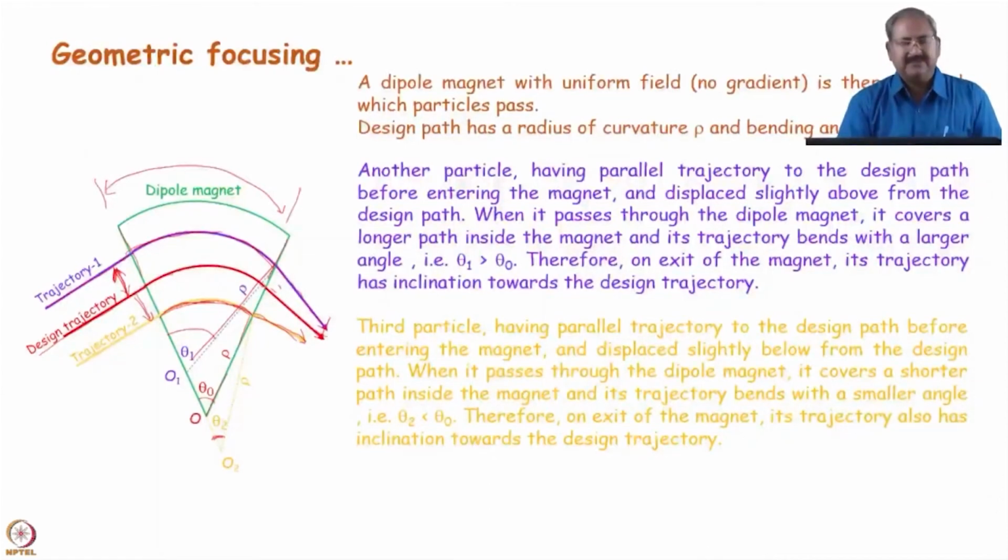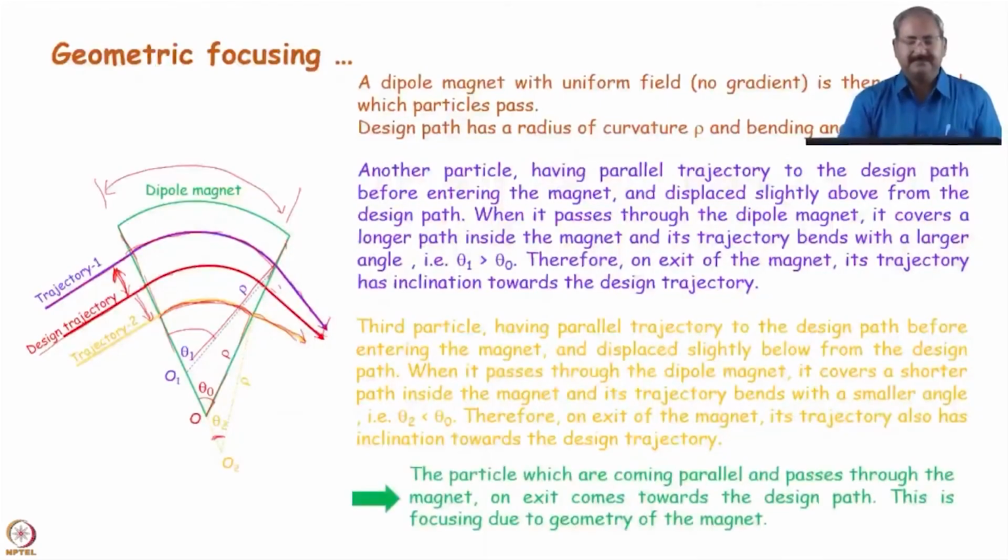So whether we take the full circular path or a sector of that circular path, we can understand geometric focusing in this way. And the 1 by rho square term in the equation of motion in x was showing this geometrical focusing quantitatively.